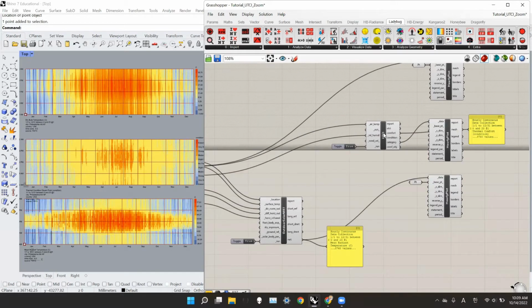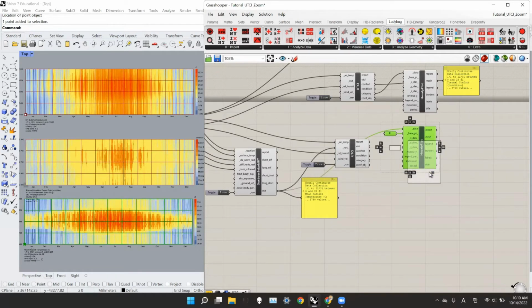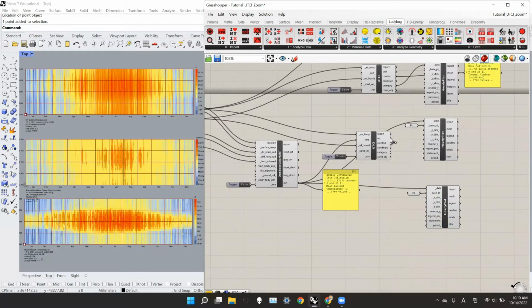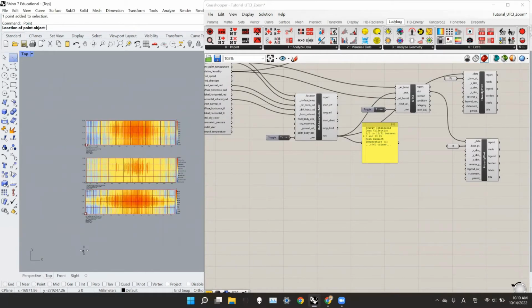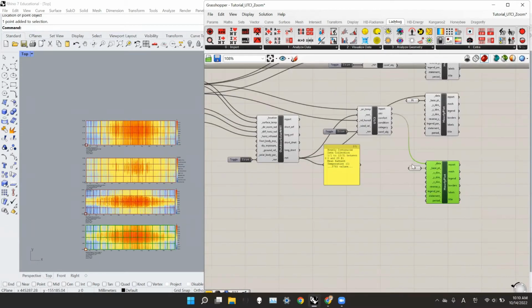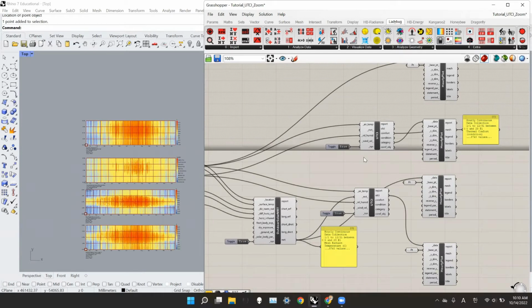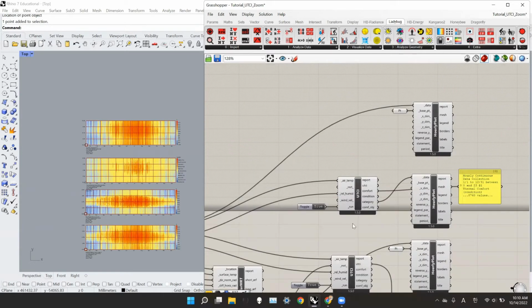So if we run UTCI analysis with this mean radiant temperature, or we make another graph and UTCI, let's look at UTCI and then separate it again. Okay, so I will just make it the UTCI for now.